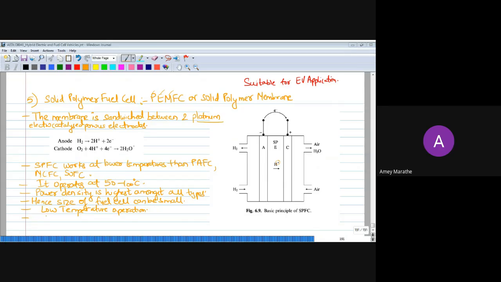Then third, the electrolyte is a solid electrolyte. Since it is a solid electrolyte, it does not move, change, or vaporize from the cell.